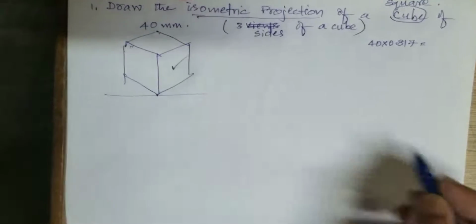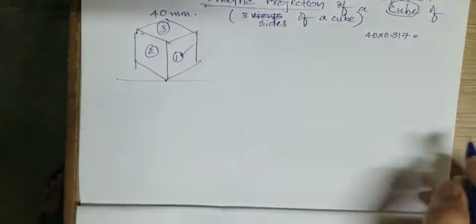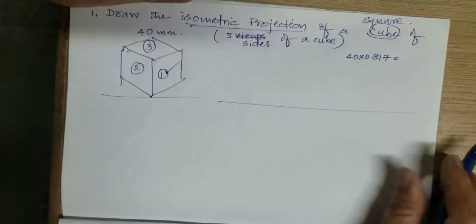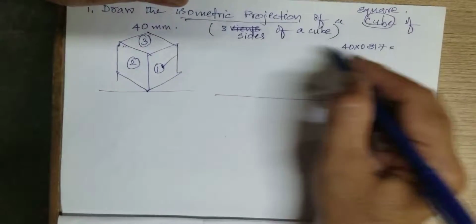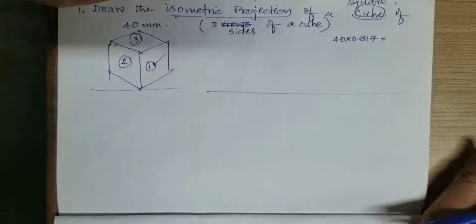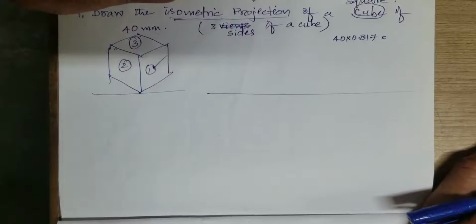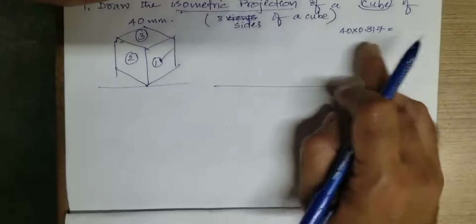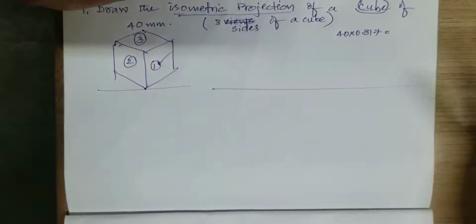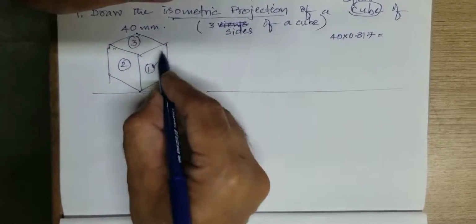So this is the first one I am taking. Let us say I would like to show it as 1, 2 and 3. All these dimensions are 40 mm, but he is asking for isometric projection. That means the isometric length is equivalent to 0.817 times the true length. That is 40 into 0.817, maybe a little more than 32, that is what we are going to have. First one I am trying to do.